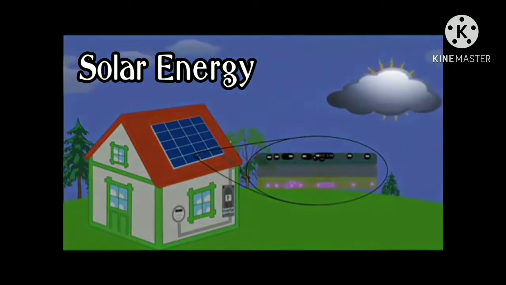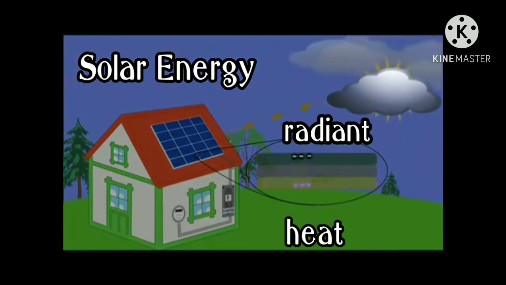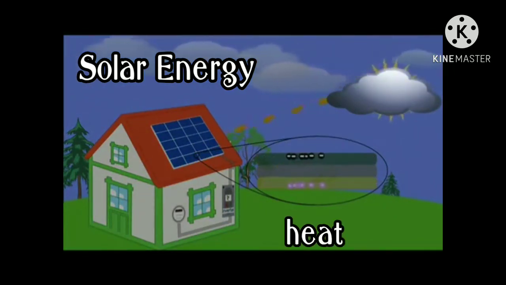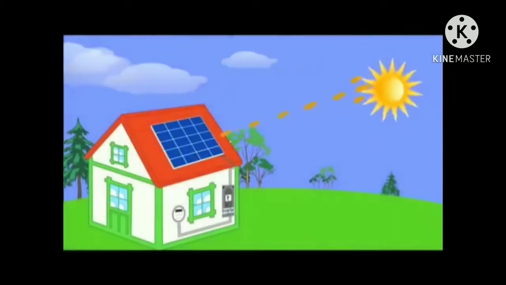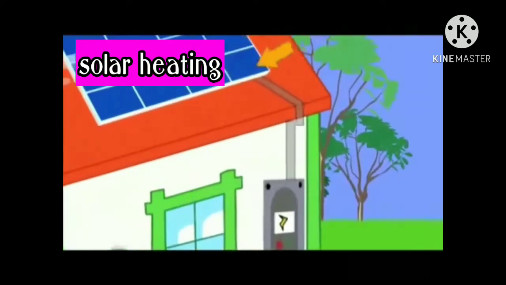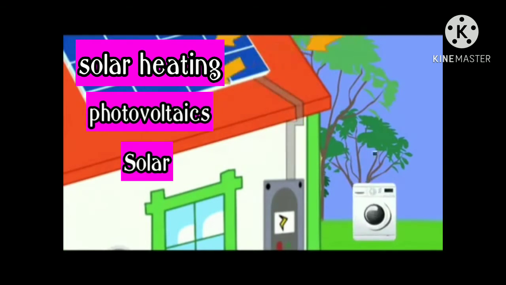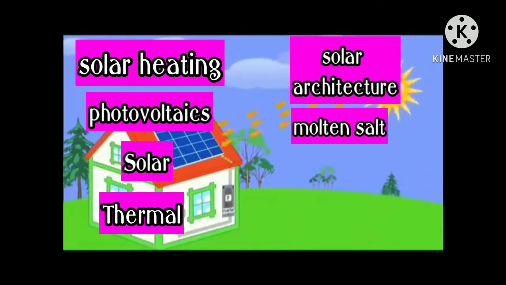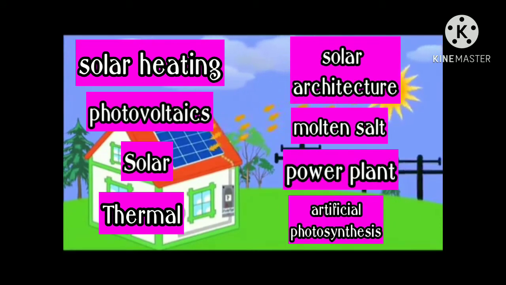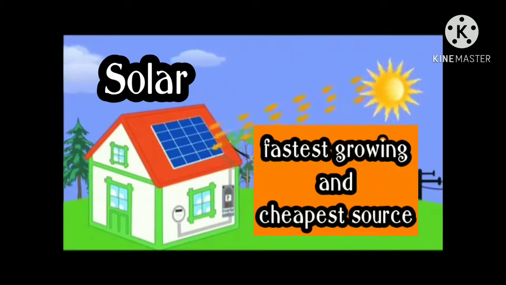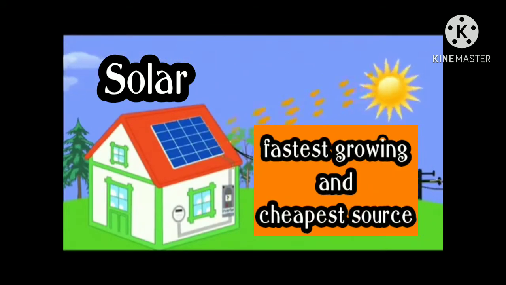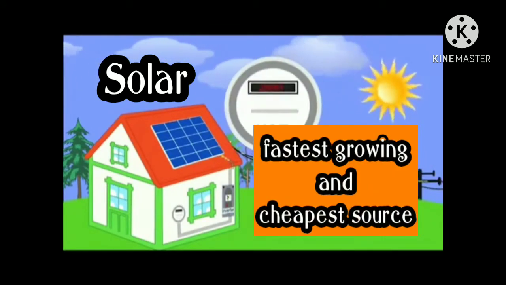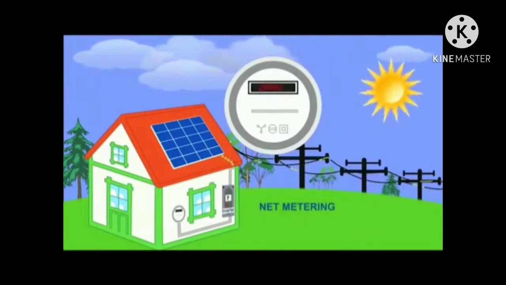Solar energy is radiant light and heat from the sun that is harnessed using a range of ever-evolving technologies such as solar heating, photovoltaics, solar thermal energy, solar architecture, molten salt power plants, and artificial photosynthesis. Solar is one of the fastest growing and cheapest sources of power in the world and will continue to spread rapidly in the coming years.